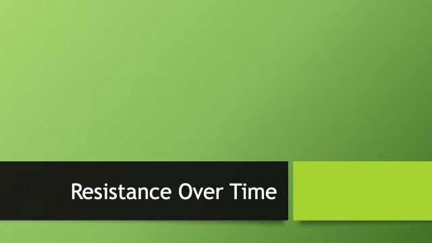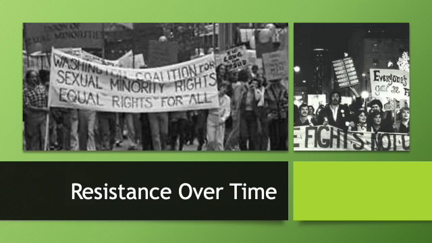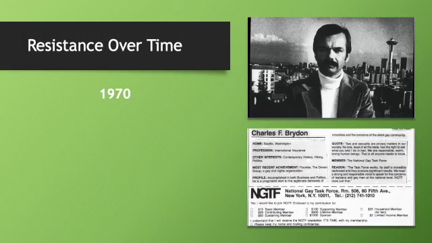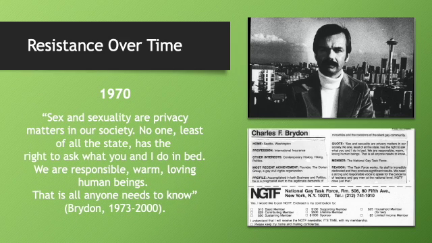Resistance to this disparity between a heteronormative society and acceptance of LGBTQ individuals has been a progressive process. However, we need to keep working through it. In 1970, Charles Brydon founded the Dorian Group, which was a gay civil rights organization. Brydon stated, "Sex and sexuality are privacy matters in our society. No one, least of all the state, has the right to ask what you and I would do in bed. We are responsible, warm, loving human beings. That is all anyone needs to know."